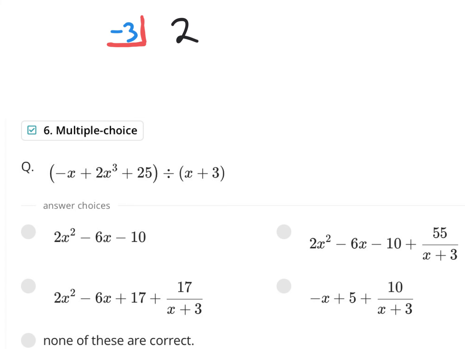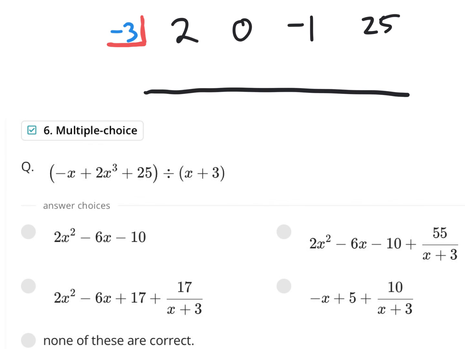And then, where's the x squared? There is no x squared, so you're going to represent that there is no x squared with the 0. And then, what's the coefficient of x? That's a negative 1. So there's a negative 1 in front of the x. And last but not least, the constant 25. Here's a constant 25. This is how to set up synthetic division.